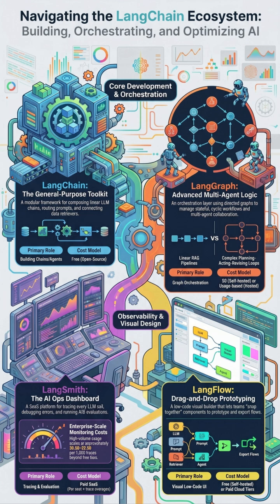Right. So before we get into the truly wild stuff, the complex autonomous agents making independent decisions, we really need to understand the basic materials. The building blocks. Yeah, we need to look at the engine and the blueprint. So let's start at the foundation with LangChain and LangFlow. So LangChain is really the bedrock of this entire ecosystem. It's a code-first, general-purpose toolkit for building applications powered by large language models.